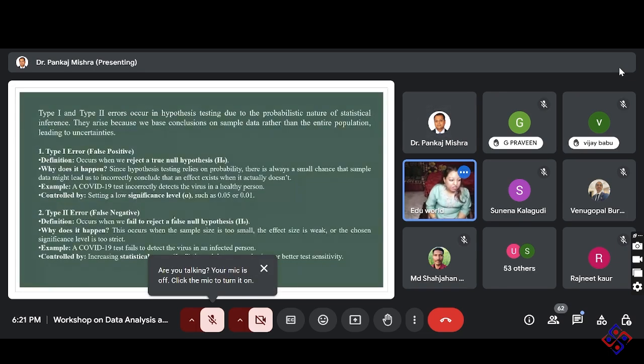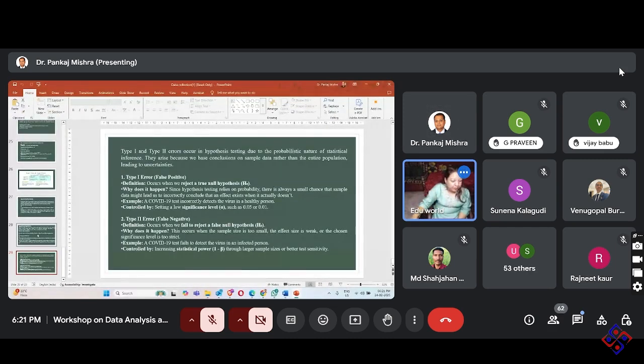These are the definitions and examples that have been given again. If you want me to explain it again, I can. Otherwise, sir, how many slides are there? It's almost time. I think we are on the last slide, 21. Last one. If you have any questions, you may ask.